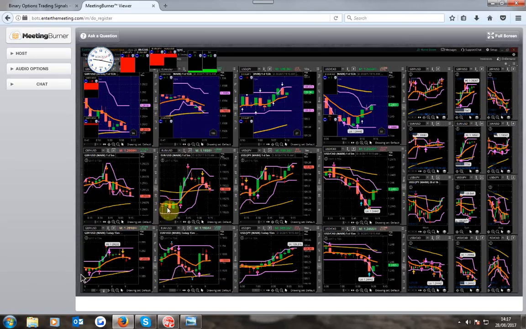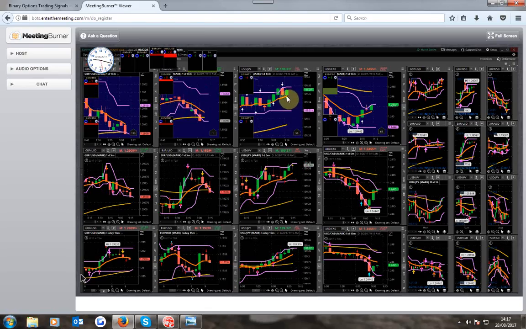I think the problem today is we've got a holiday in the UK, so I'm not so sure how the GU is going to react. Well, as you can see, it's not doing too well at the minute. But there's your UJ panning out straight away. Now it's bounced off the orange MA on the blue chart.